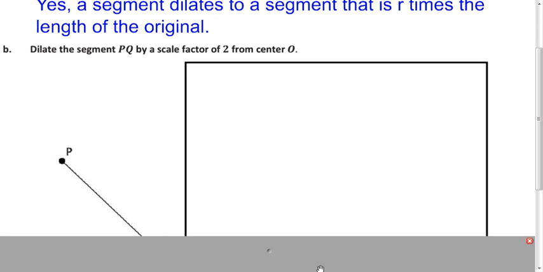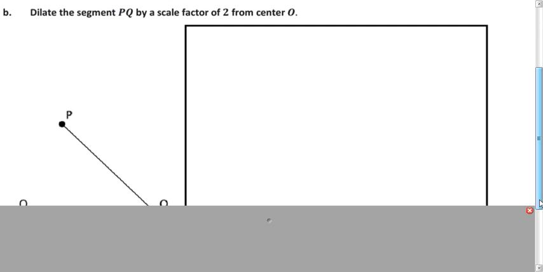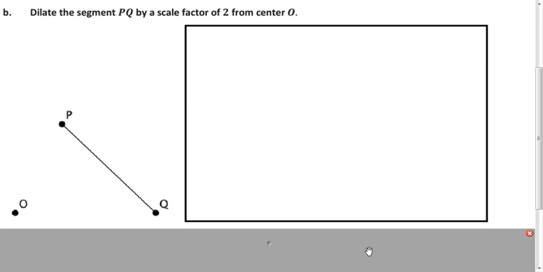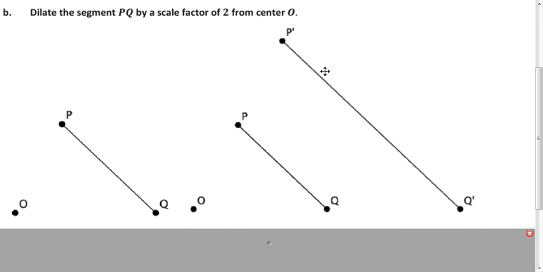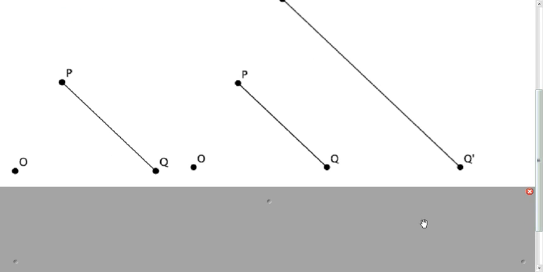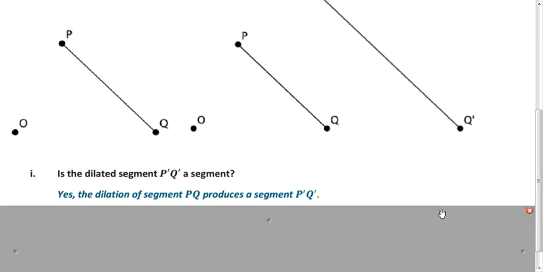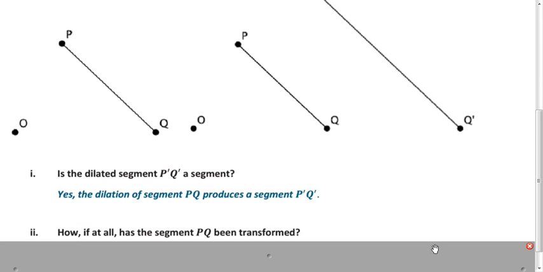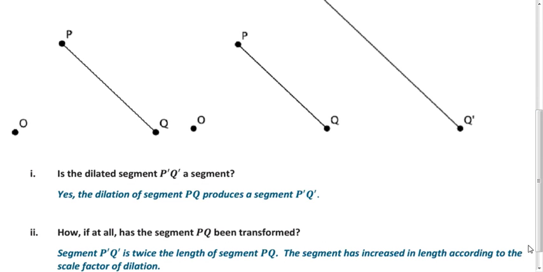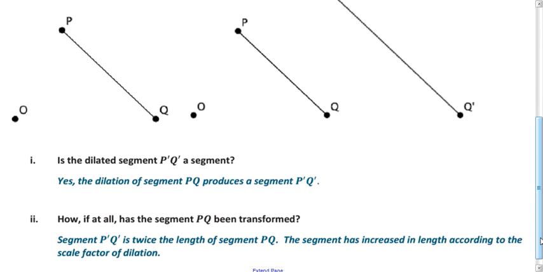So for example, here we have a segment, PQ. We want to dilate that using a scale factor of 2. And look at that, we get segment P prime Q prime, and that is indeed a segment. And how has it been transformed? Well, its length is different. You multiply the length by the scale factor.